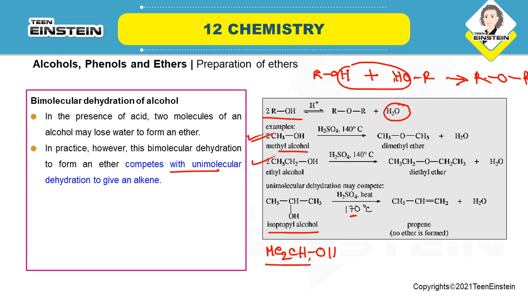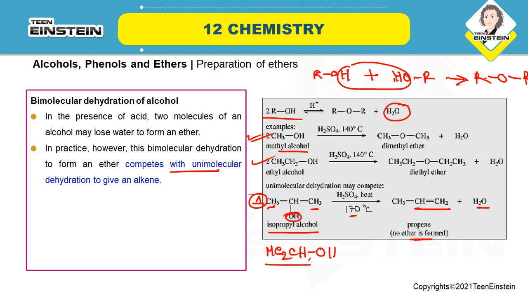So here we have taken a single molecule of isopropyl alcohol and you are getting propene, because this OH is removed along with hydrogen from any of these methyls, because this is a symmetrical structure. Ultimately there is formation of a C=C double bond and removal of water. So in this case ether is not formed.